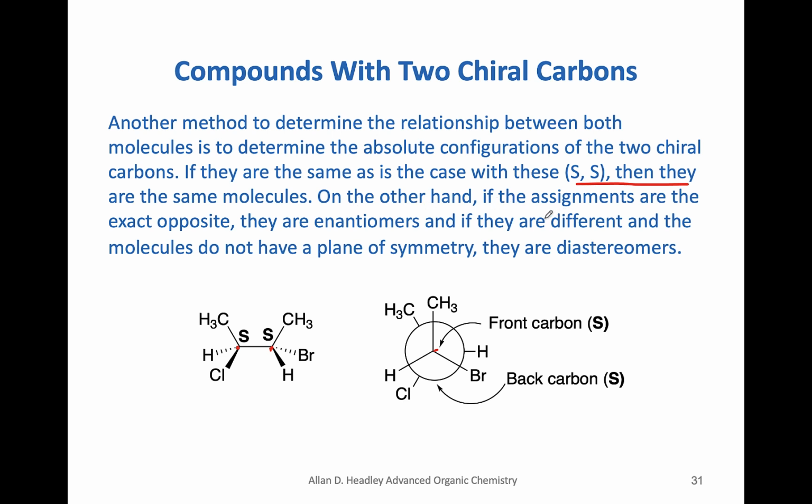On the other hand, if the assignments were exactly opposite, they would be enantiomers, and if they are different, they would be diastereomers. So let's just conclude on that, because these two assignments are the same, S,S and S,S, and the groups bonded to each carbon are the same. They are the same molecule, these two. If, however, this were R, and this were R, and this is still S and S, then that would be enantiomers. But if this were R, and this is S, and this is S, and that's R, then they would be diastereomers.